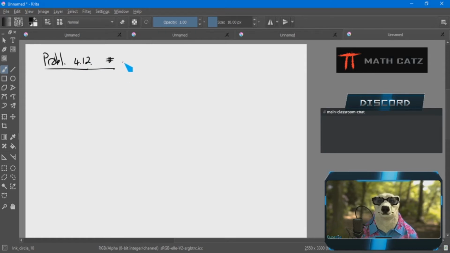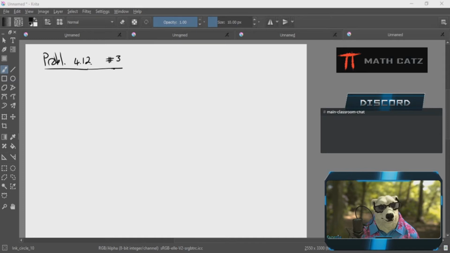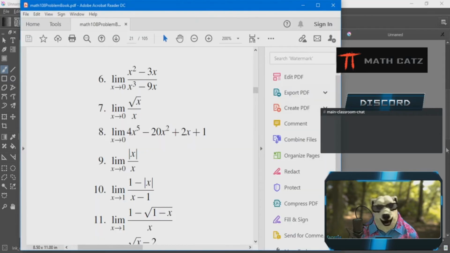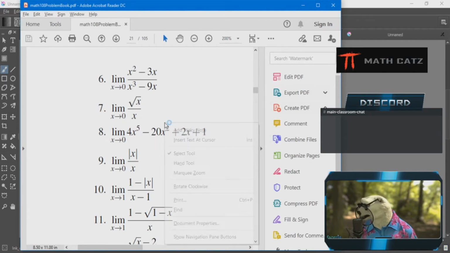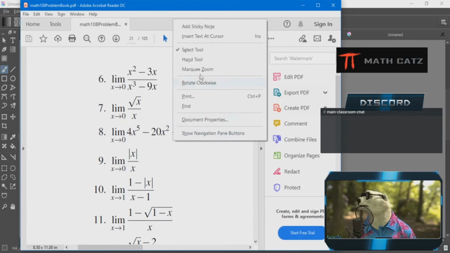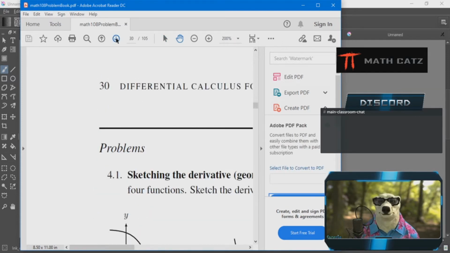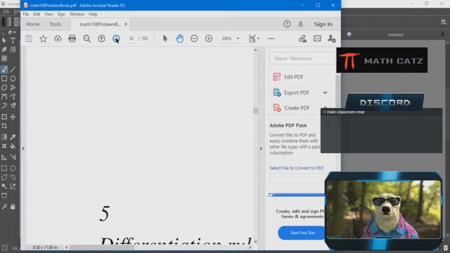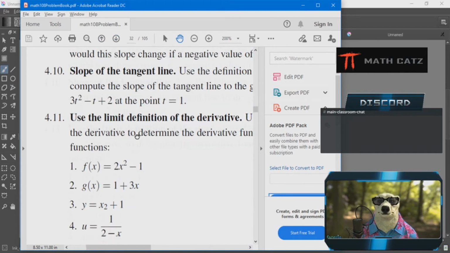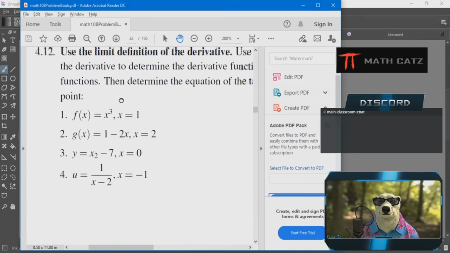I want to do number 3, mainly because there's a typo, and now I do have to open the problem book, I think. So give me 1 second. There we go. Okay. Chapter 4 is down here somewhere. There we go.